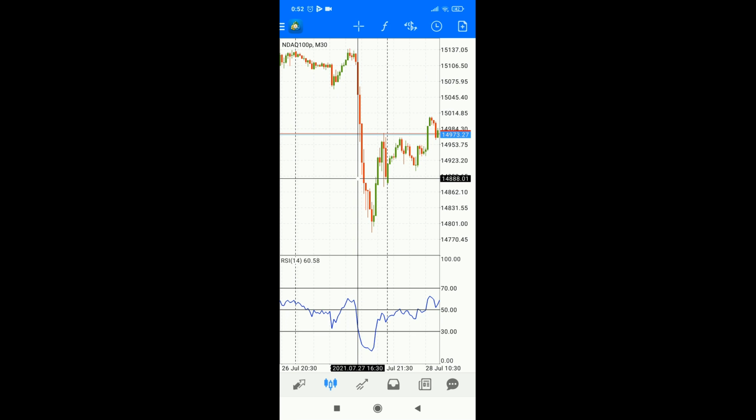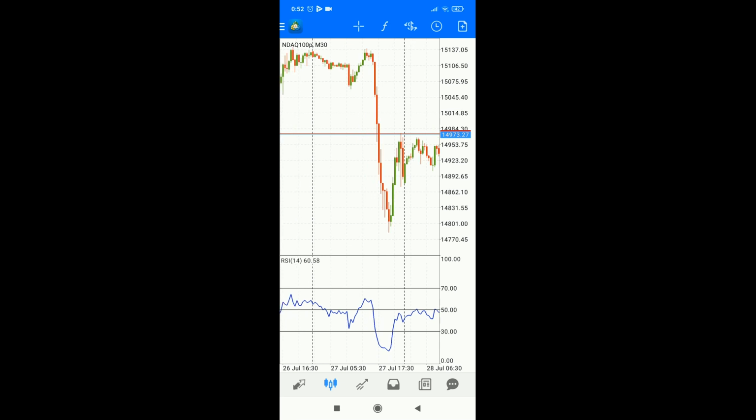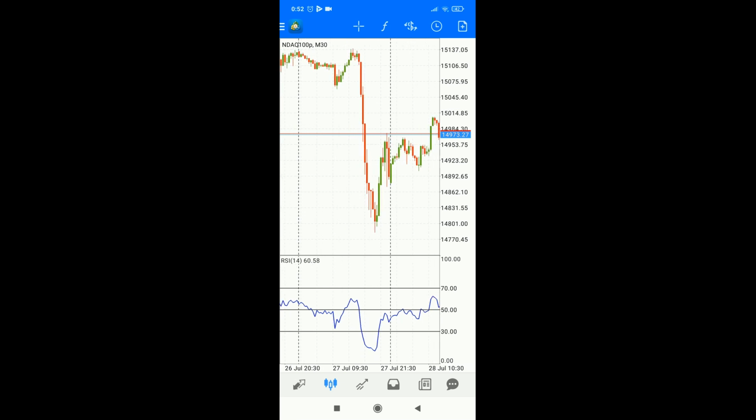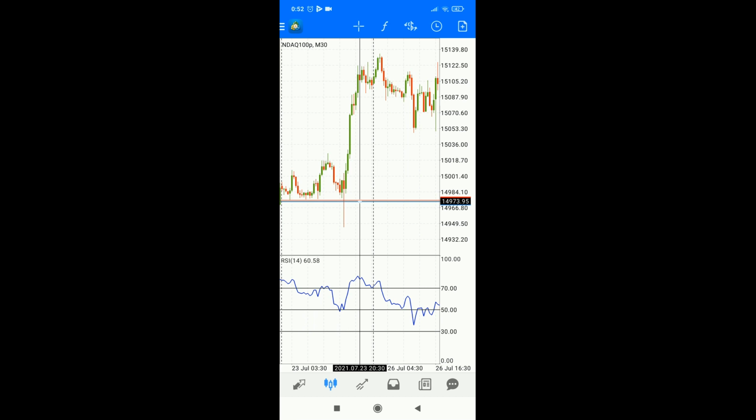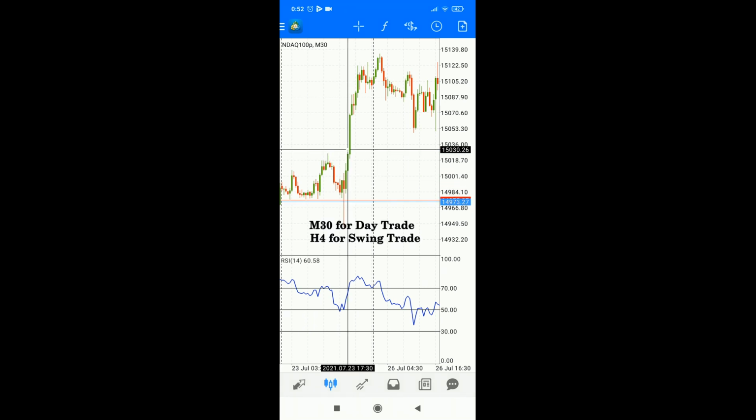So we can see here that in this scenario, the RSI dropped below the 30 level and the market carried on going lower. We can also see it in an uptrend. I like to use this strategy on the 30-minute time frame. So you can see how the RSI went above the 70 level and the market carried on shooting up.